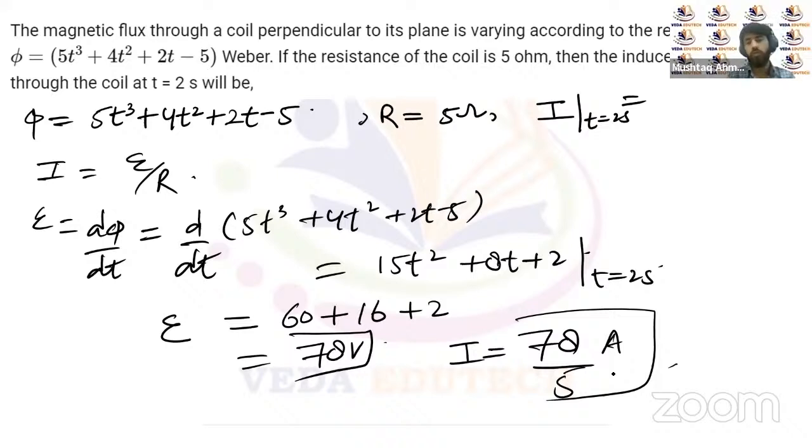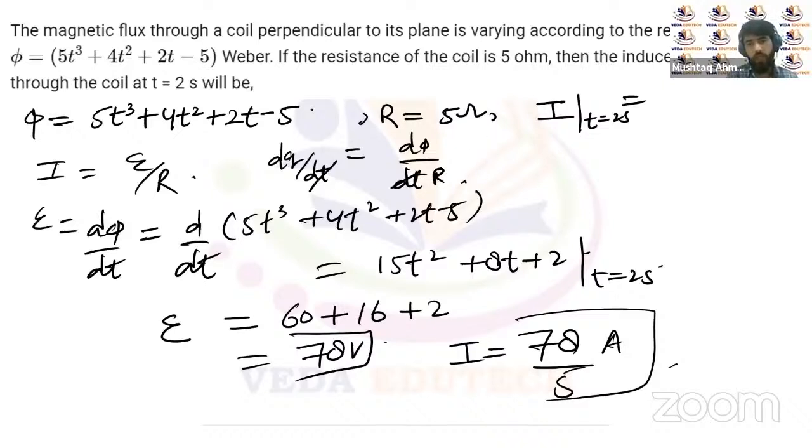We can also calculate the total charge flow. Let's suppose the induced EMF is actually dφ by dt upon R. So if the current is a variable current, we can write it as dq over dt. We can write it as dφ over dt upon R. So from here, this and this will get cancelled.